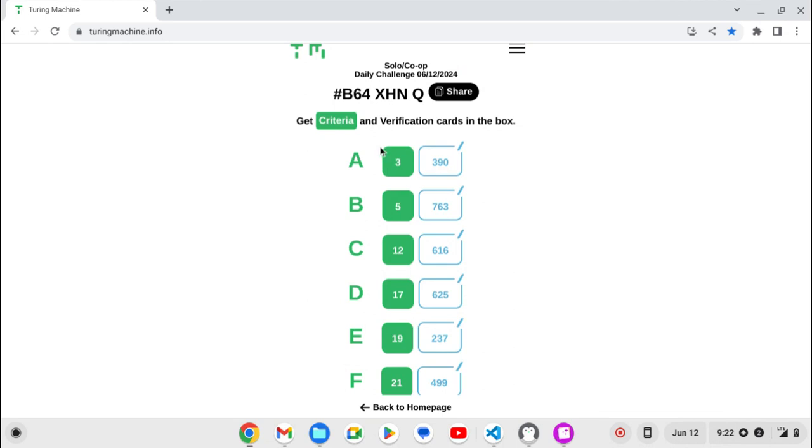So today's puzzle uses the following 6 criteria cards: 3, 5, 12, 17, 19, and 21, and uses the blue verification cards. The code above is what you use to go to turingmachine.info to search for today's puzzle and more of its details. Let's solve.